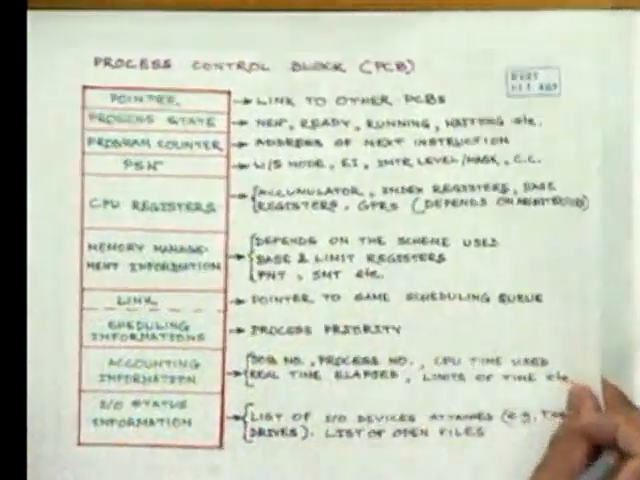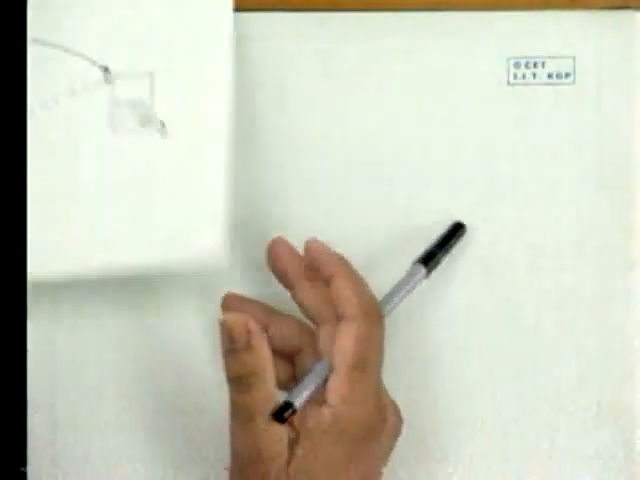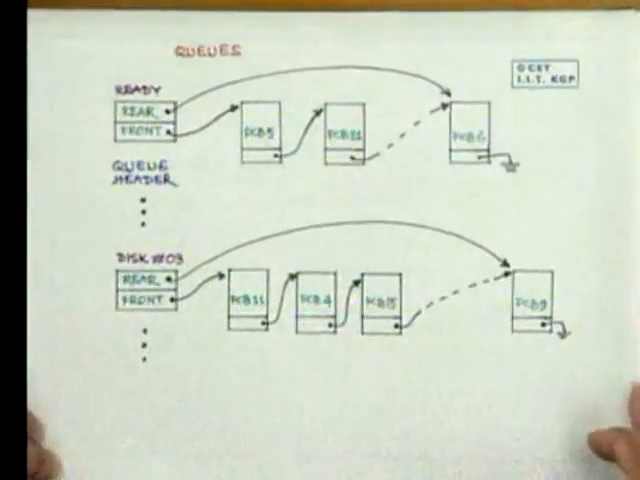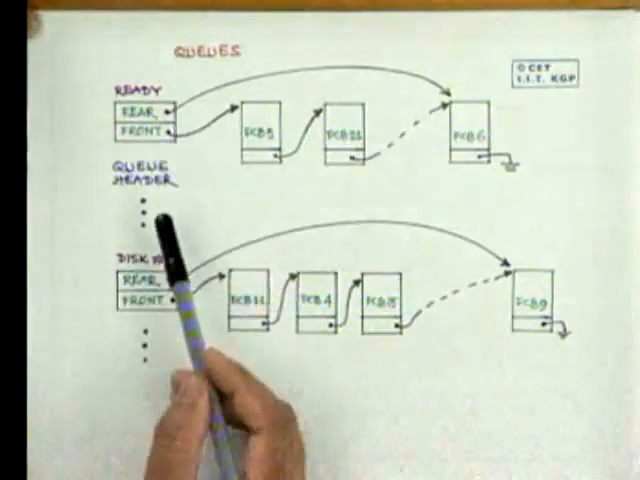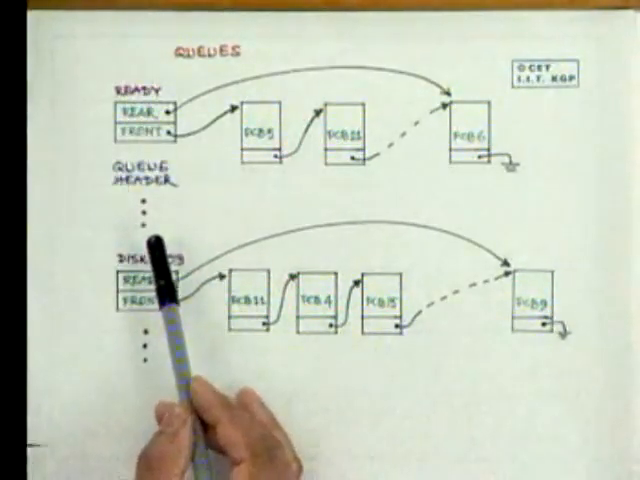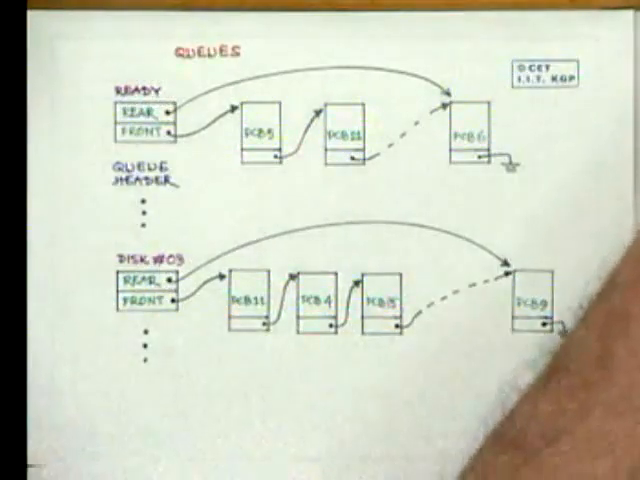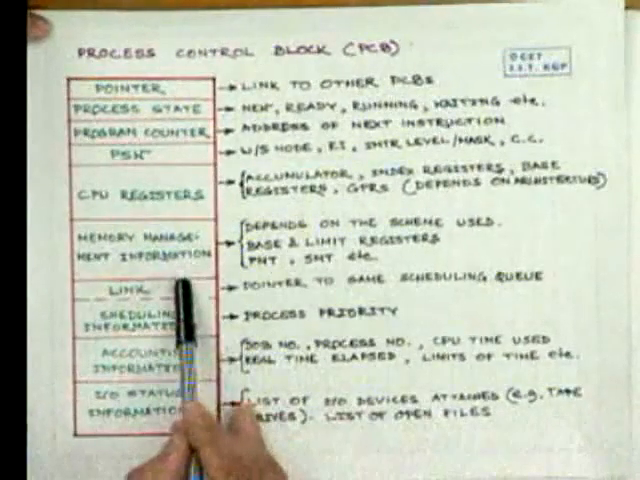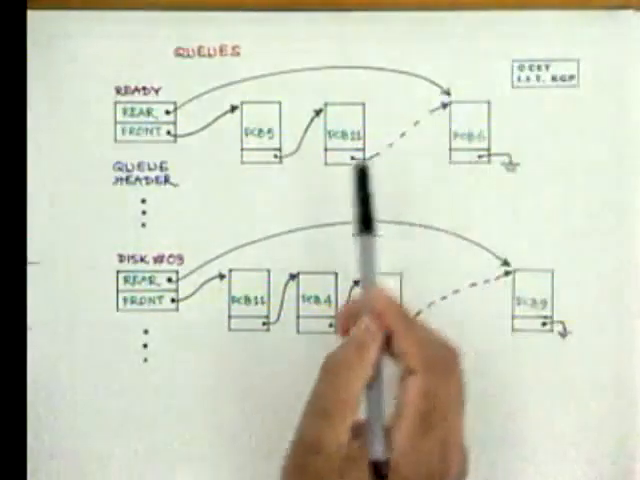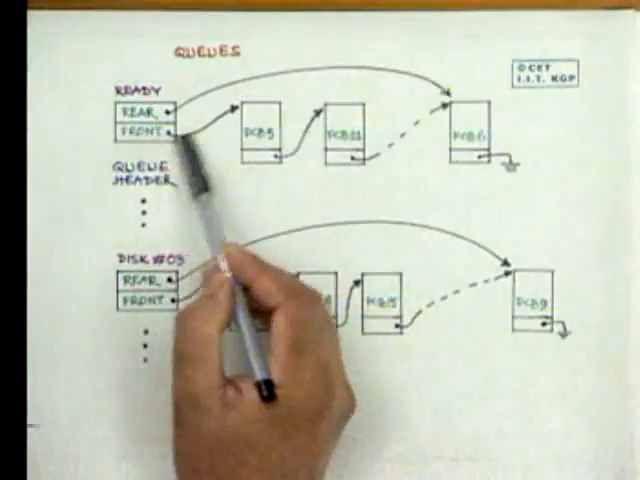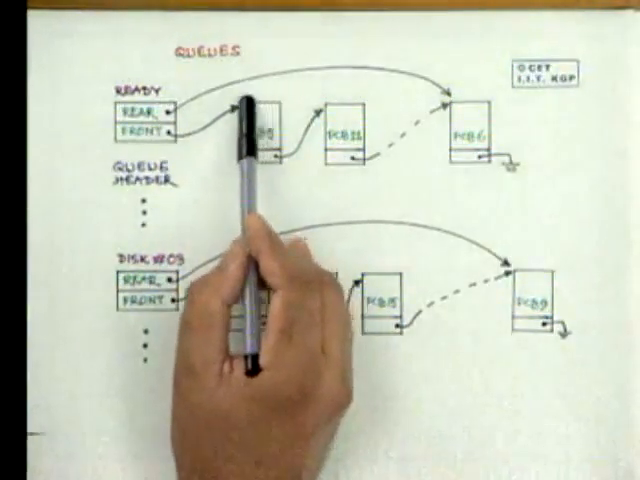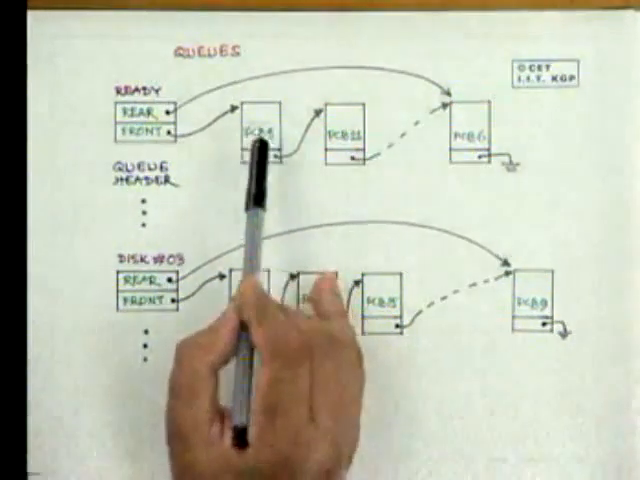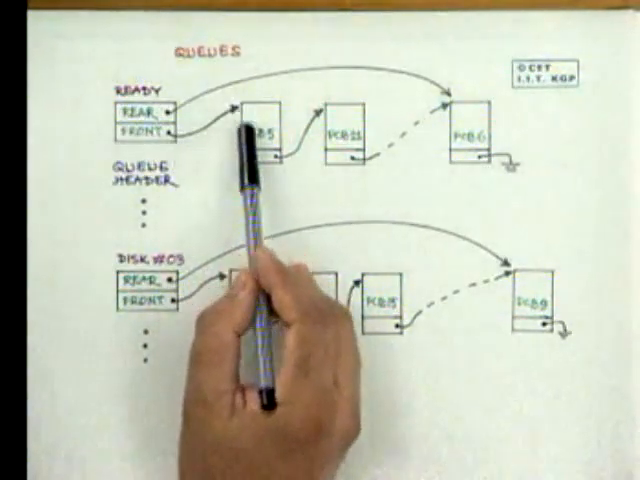Now, to clarify the point about the queues, say we have a ready queue here, kept as a linked list. This is the link field that we will be using. This is the rear and this is the front. This is the job that will be served next, therefore we have the front here.